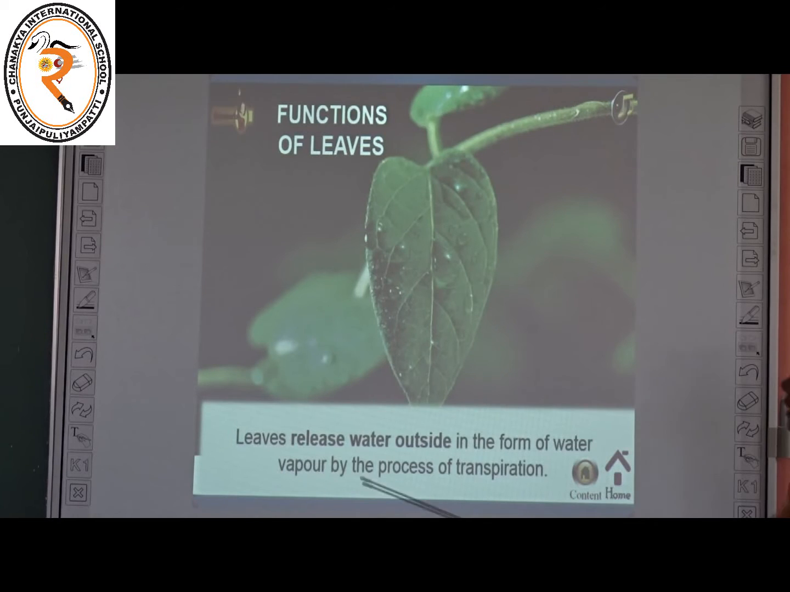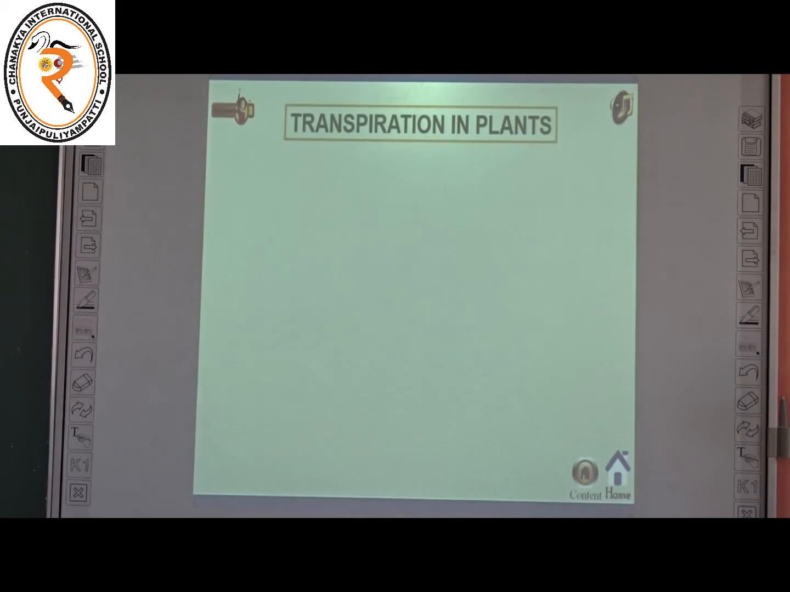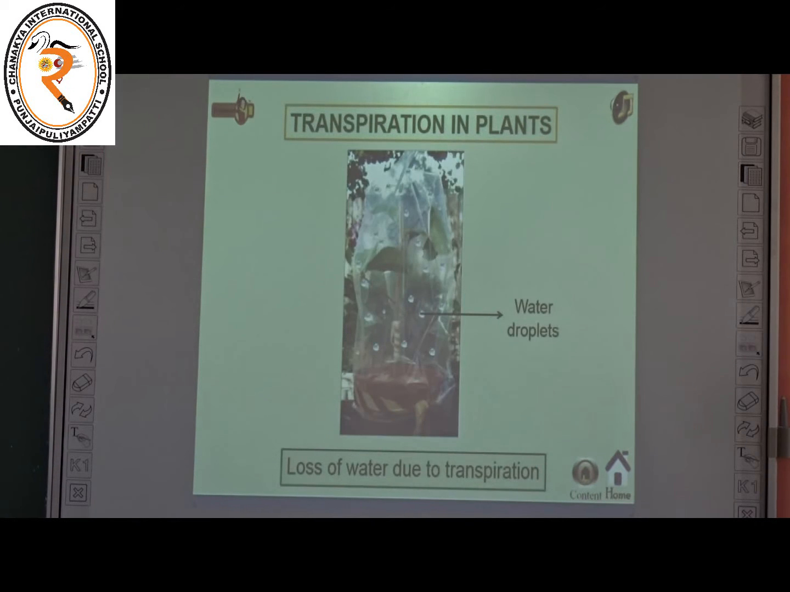And the next one, leaves release water outside in the form of water vapor by the process of transpiration. See, look at the picture, children. It has some water droplets now. See, leaves release water outside in the form of water vapor by the process of transpiration. So what is the process called? It is called transpiration. See, transpiration in plants.